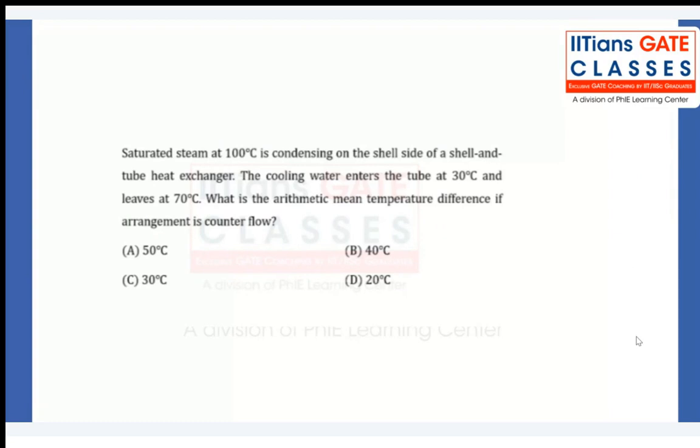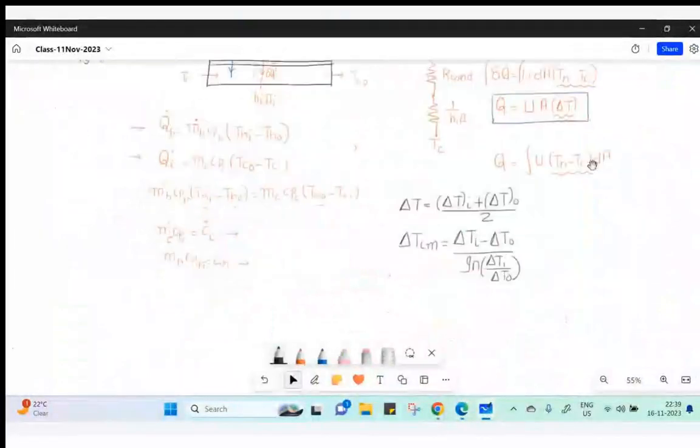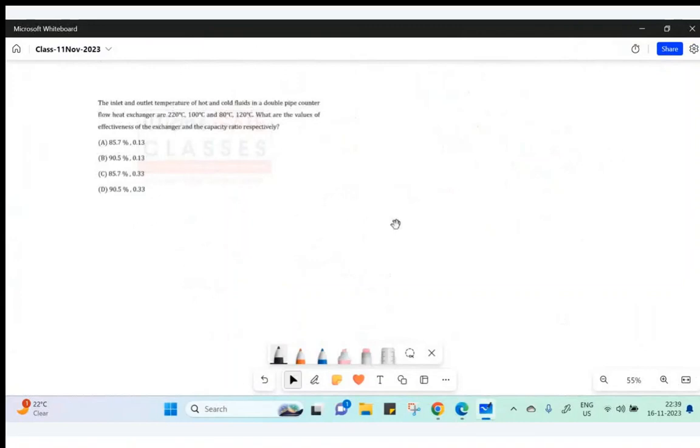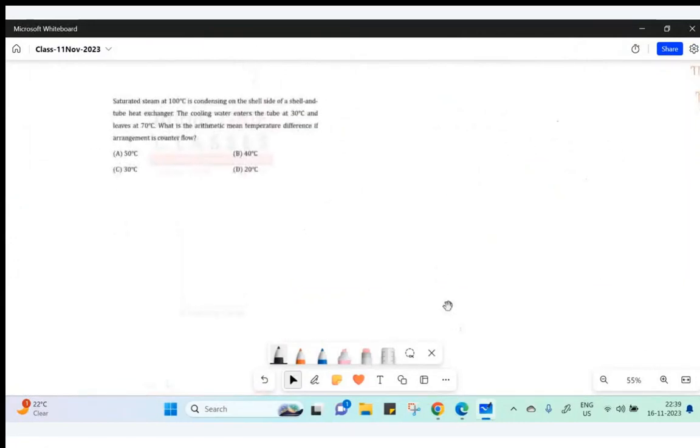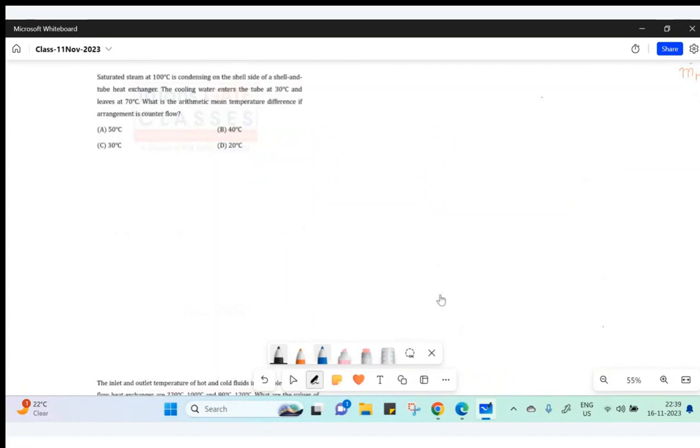It says a saturated steam at 100 degrees is condensing on the shell side of a shell and tube heat exchanger. Cooling water enters the tube at 30 degrees and leaves at 70 degrees. What is the arithmetic mean temperature difference if the arrangement is a counter flow heat exchanger? Let us look at it. Probably we'll understand this problem. I will just draw the diagram so that it becomes more clear.